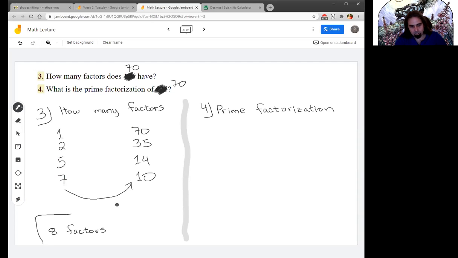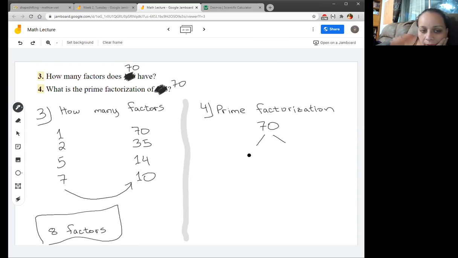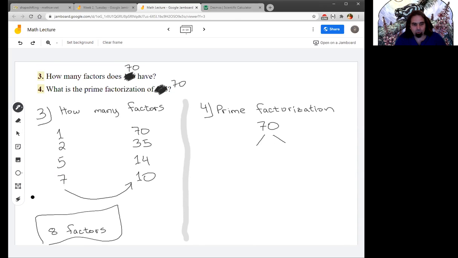So that was one game to play with factors. Find all the factors of a number. The other was the prime factorization. I take my number and I make a tree. How do I start with 70? There's lots of ways. You can pick any pair of these. Can you start from either end? It doesn't matter what order. So any pair of factors would work.